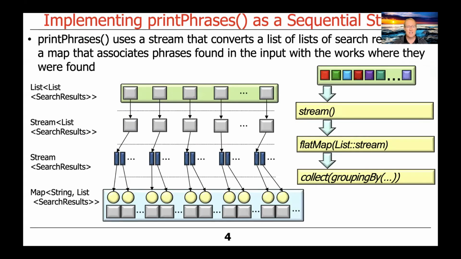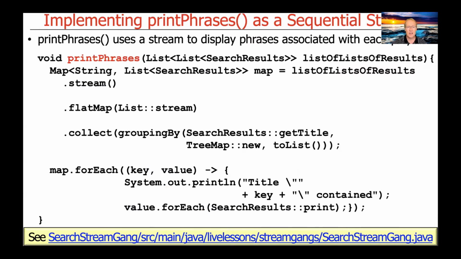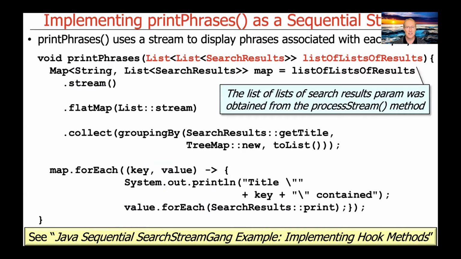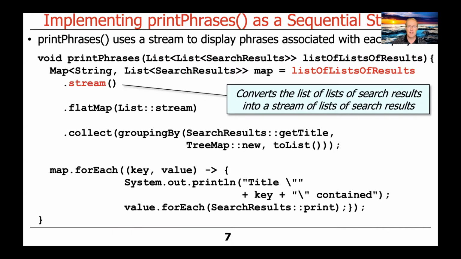So print phrases is going to use a stream that converts the list of lists of search results into a map that associates phrases found in the input with the works where they're found. It's a bit of a mouthful, but that's basically what it's doing. So let's take a look at the code. Here's print phrases. You can see it takes a list of search results as the parameter. That, of course, is the output from process stream that we looked at earlier. So process stream creates a list of search results. That's passed to print phrases.